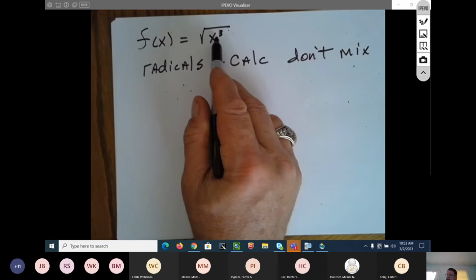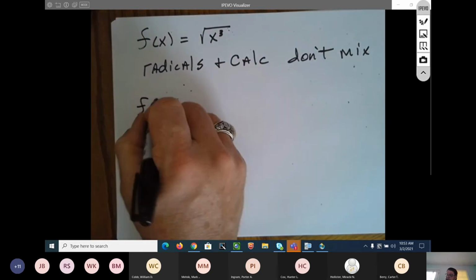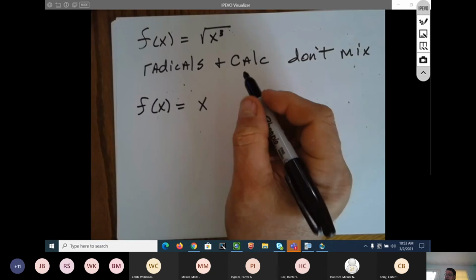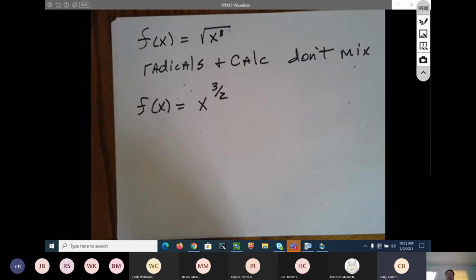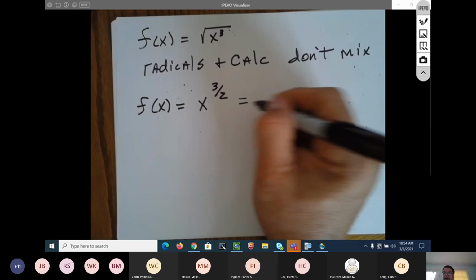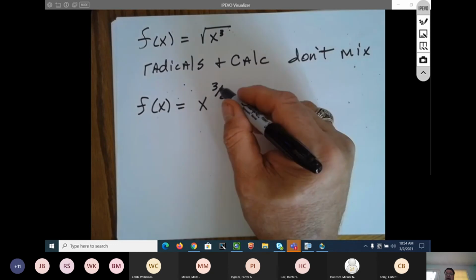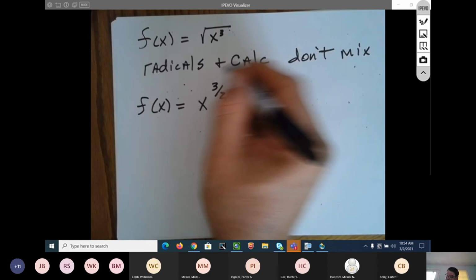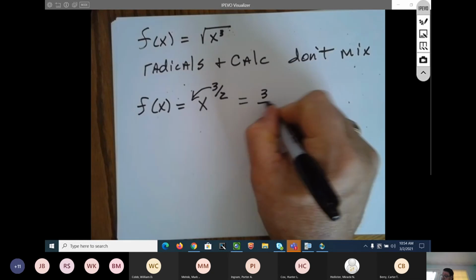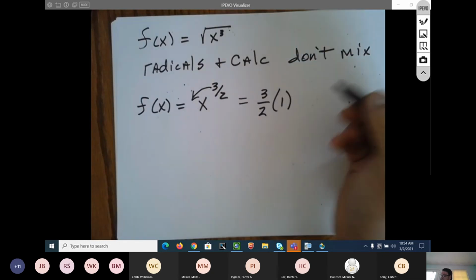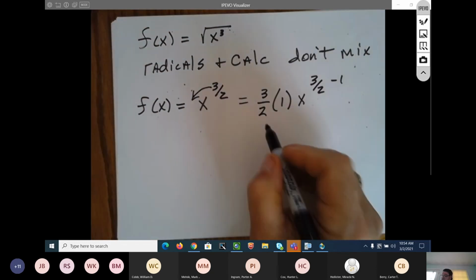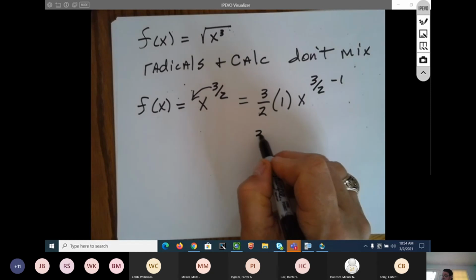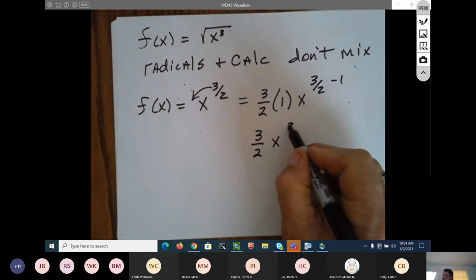So I need to change this to a rational function. F of x is equal to x to the exponent over index. Is that what you were talking about, Mr. Berry? 3/2. And now you use the power rule, which y'all automatically will stop because this is a fraction and that locks you down. So bring that out front. 3/2 times 1, x to the 3/2 minus 1. And that's going to be 3/2 times 1 is 3/2. X to the 3/2 minus 2/2.